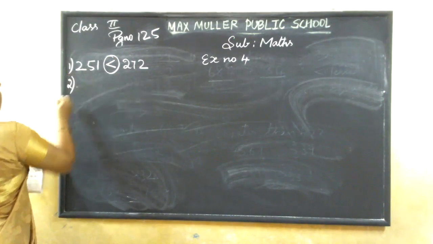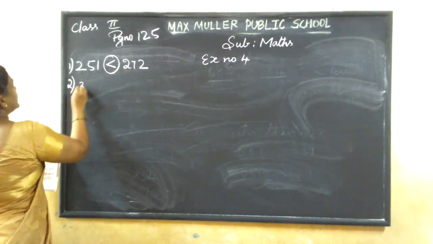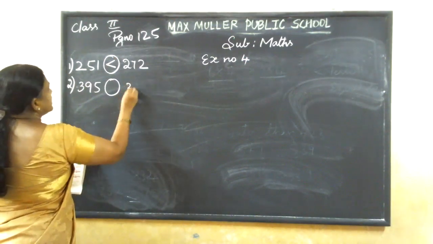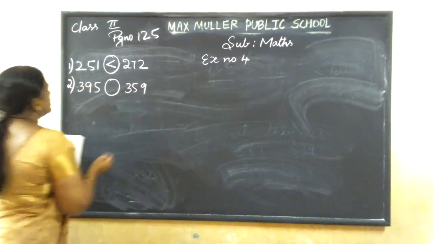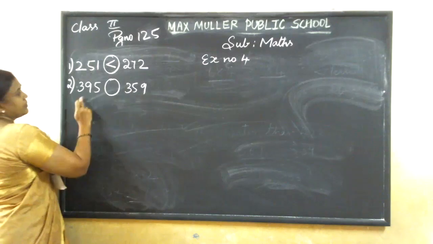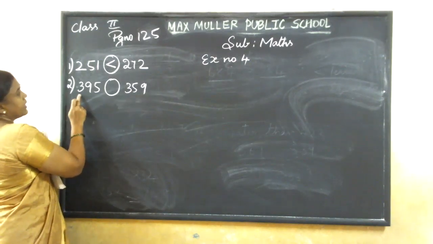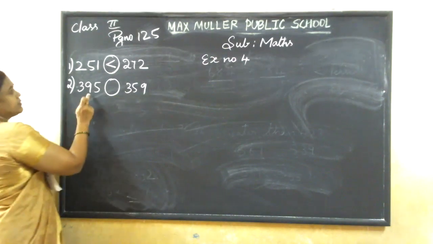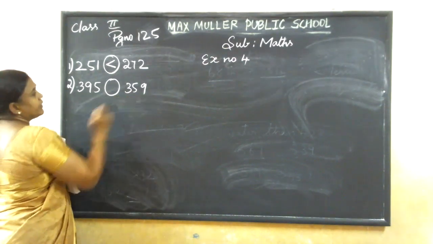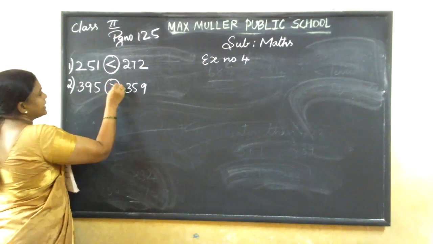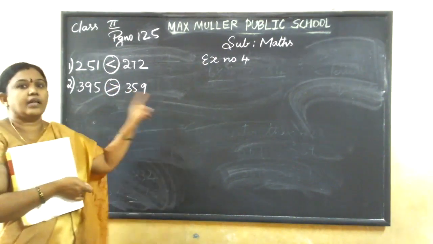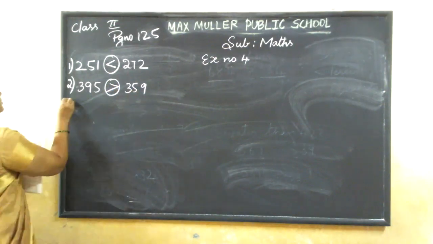Second one, 395 and 359. See these 2 numbers, children. See the hundreds place. Here 3, here also 3. Now we will go to the tens place. 9 is here, 5 is here. Which one is greater? 9 is greater. So 395 is greater than 359.